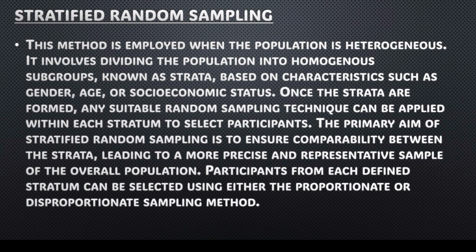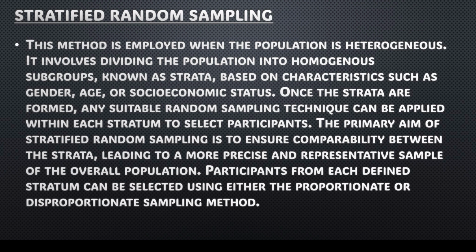Stratified random sampling. This method can be used when the population is heterogeneous. Firstly, what we will do is we will divide the population into different strata, that is different subgroups which can be based on age, gender or socioeconomic status or anything.